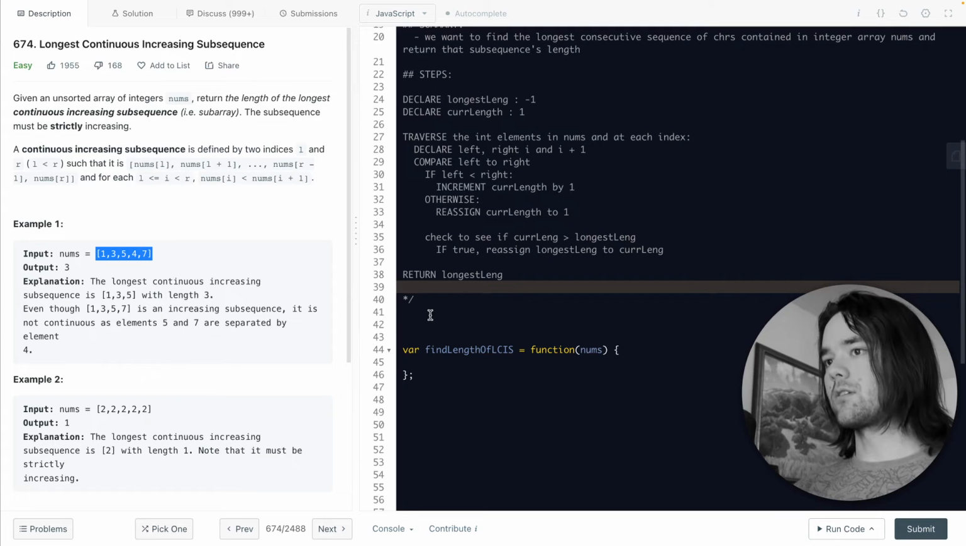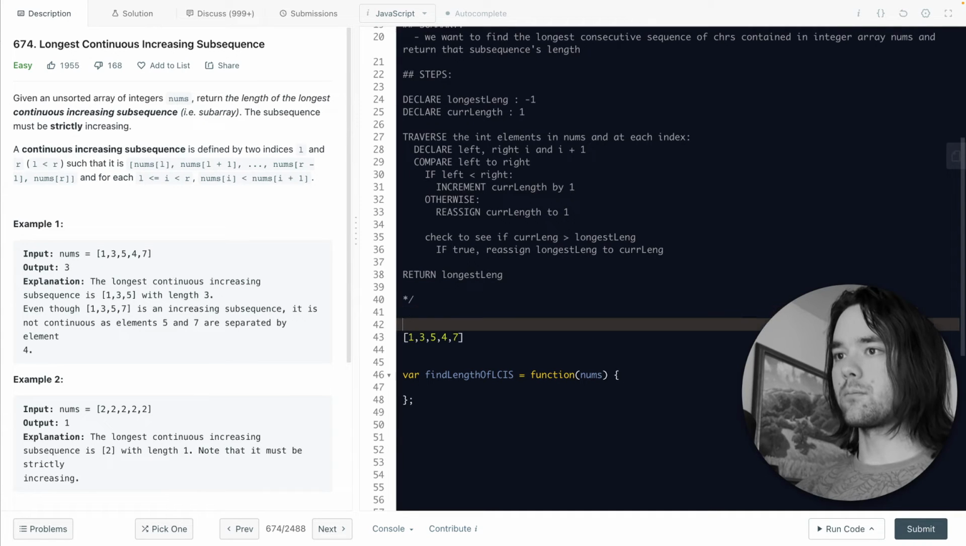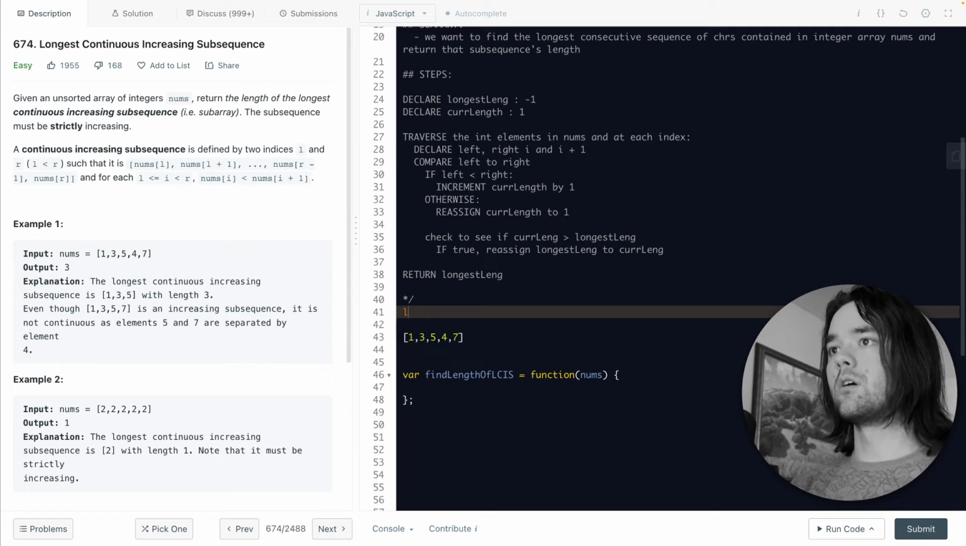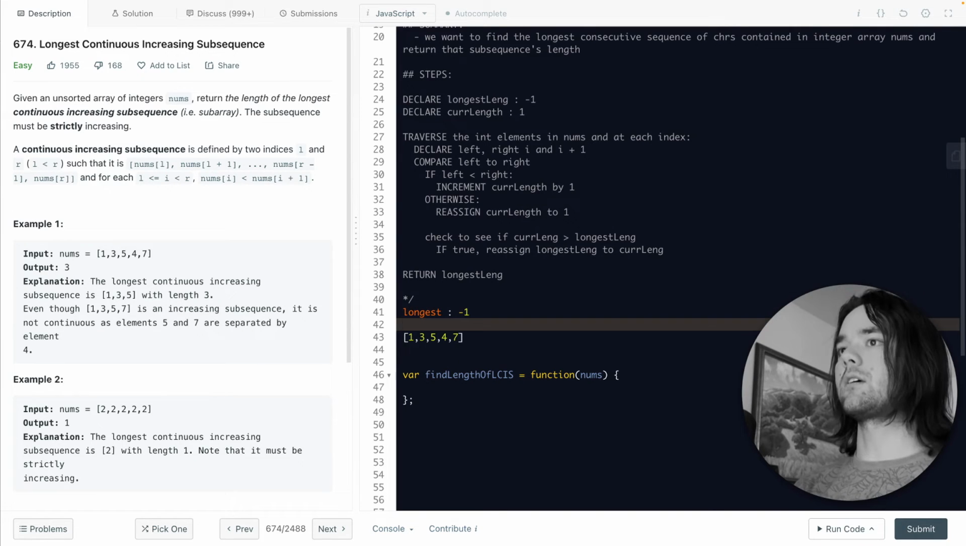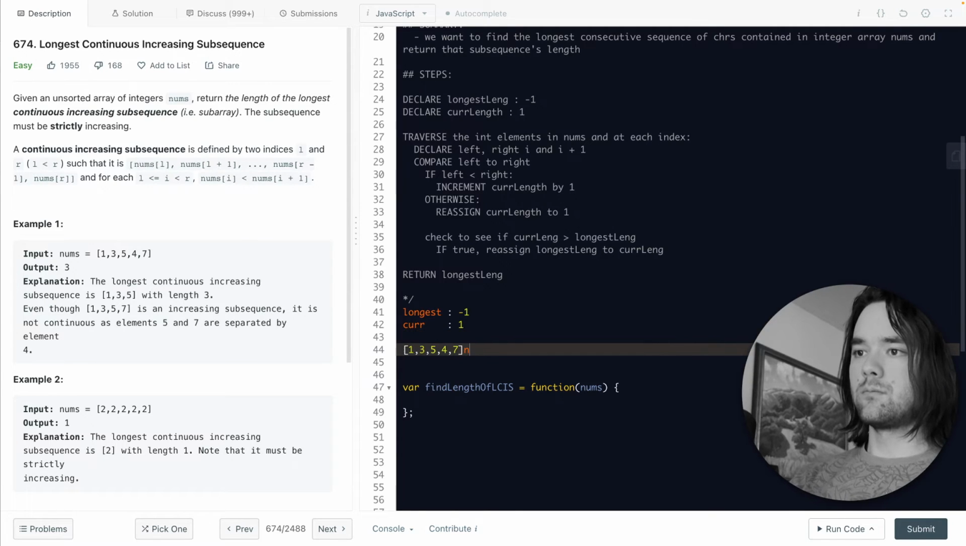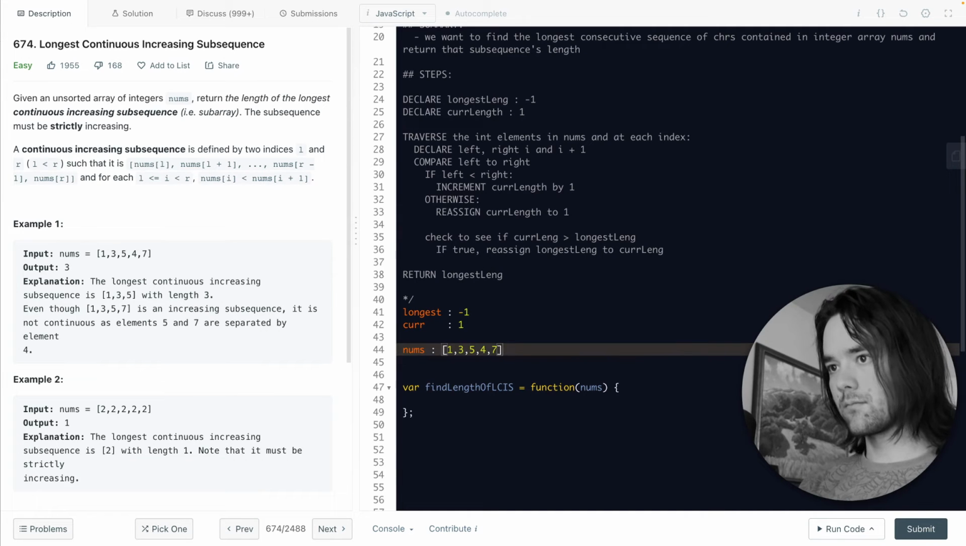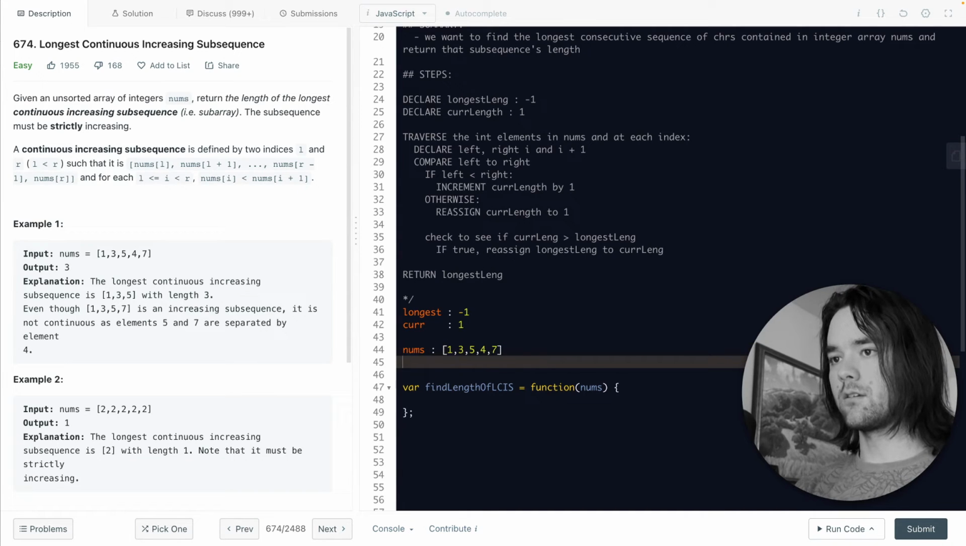Okay, so if I were to do a little test drive of this, let's grab this test case and let's just walk through it manually. So longest, let's just leave it at longest, and this is going to be -1, and current, and this will be 1. Okay. All right, and then this is our nums. All right, and we just want to step through the elements, right?